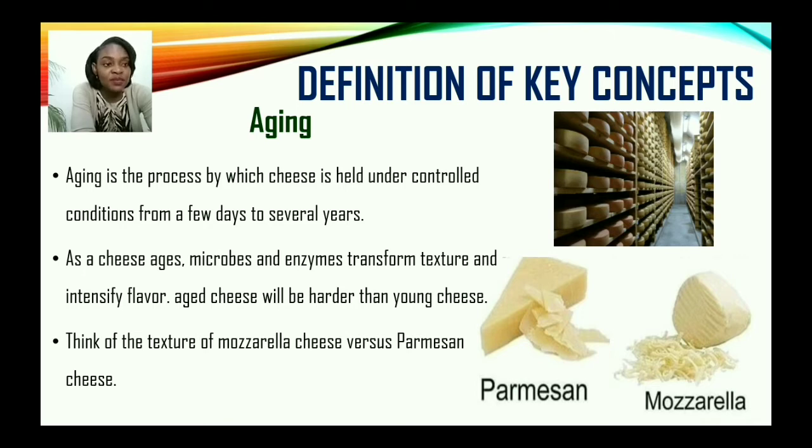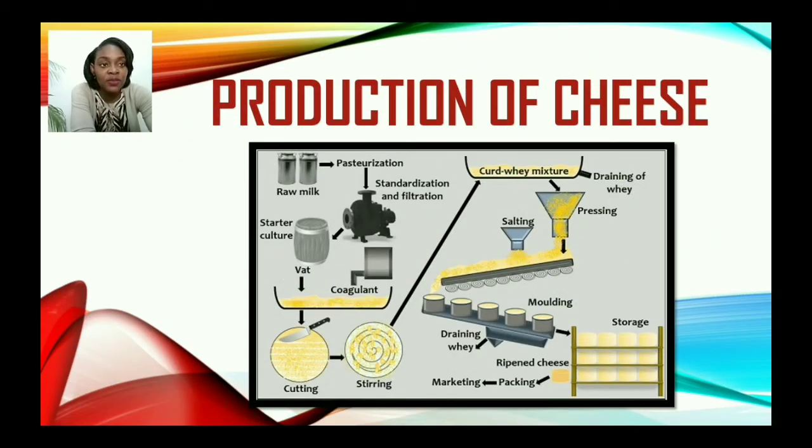As you can see, based on the image here, a picture of the Parmesan and what the mozzarella cheese looks like, you notice that the Parmesan texture is harder as it is aged. However, the mozzarella cheese, which we can term young cheese, has a texture that is not so dense or so compact. It's a softer type of cheese.